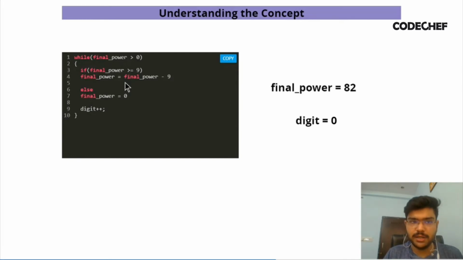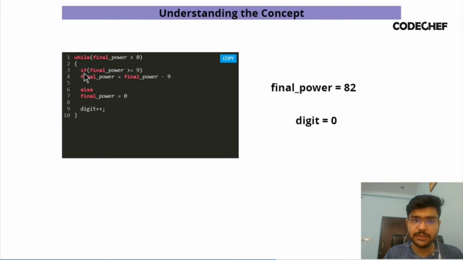Else, because only a single digit integer will be left, whose value will be less than 9, I'll make the final power 0 and increment the digits. So in every iteration I am incrementing digits. So let's see how I am doing that. Initially the final power is 82. So we'll encounter the first condition in the while loop, that is if final power is greater than 0. So yes, it is greater than 0, so I'm entering the loop.